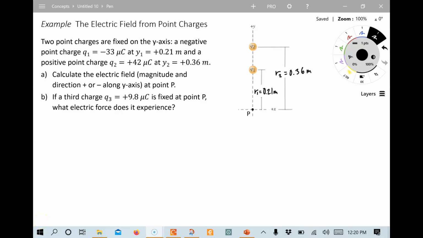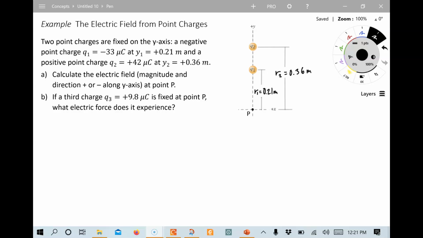Hi, this is an example problem from Chapter 18 on the electric field from point charges. This problem is actually the same as the previous problem, net electrostatic force 1D, but it uses the electric field to determine the force, and so you should compare those two approaches here. Pause for a moment and read the question.